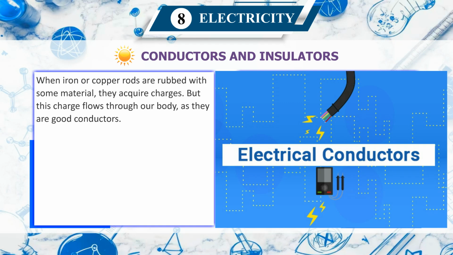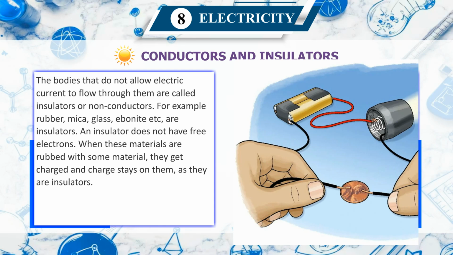When iron or copper rods are rubbed with some materials, they acquire charges, but these charges flow through our body as they are good conductors. The bodies that do not allow electric current to flow through them are called insulators or non-conductors. For example, rubber, mica, glass, ebonite, etc. are insulators. An insulator does not have free electrons. When these materials are rubbed with some material, they get charged and the charge stays on them as they are insulators.